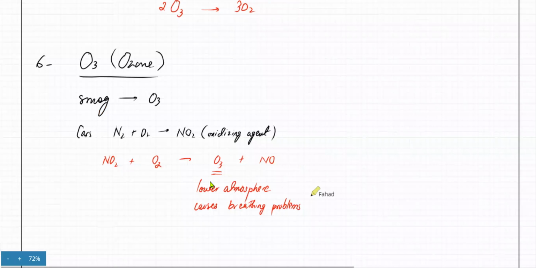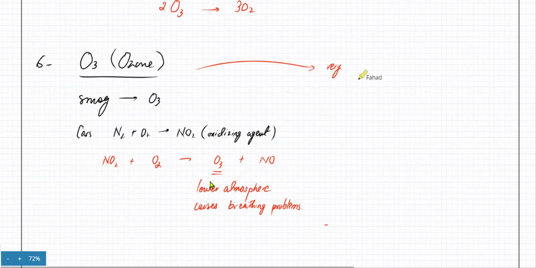Ozone, but in the upper atmosphere, it has a very, very good use. Very important, because if it forms above the clouds in the upper atmosphere, the harmful sunlight won't be able to enter the Earth's crust, and it's going to get deflected. So it keeps the planet protected from harmful rays. So it's very useful in the upper atmosphere.